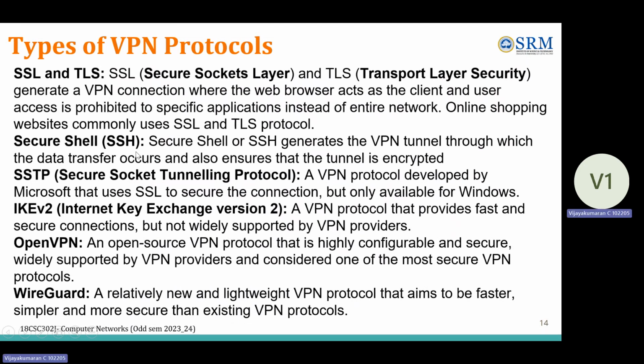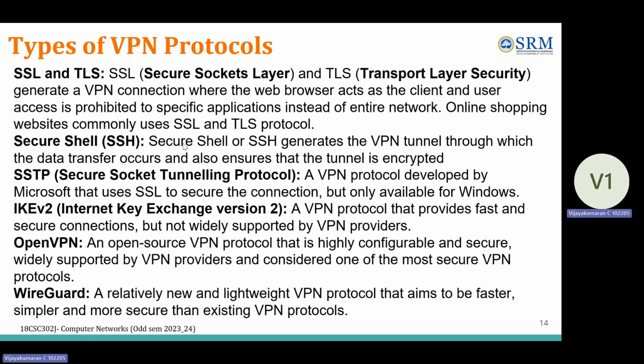Then the SSL and the TLS are another type of protocols used in the VPN scenario. SSL is the Secure Socket Layer. TLS is the Transport Layer Security. So this generates the VPN connection where the web browser acts as the client. So I told you, one of the types of VPN is the web browser based VPN. So we can directly access the VPN through web browsers. In the sense, it uses the Secure Socket Layer and the Transport Layer Security to create the tunnels and encrypt the messages exchanged between the tunnels. So for that, we are using the SSL and TLS protocol.